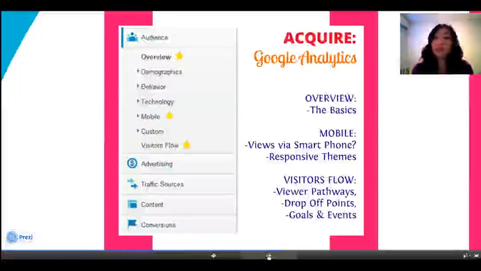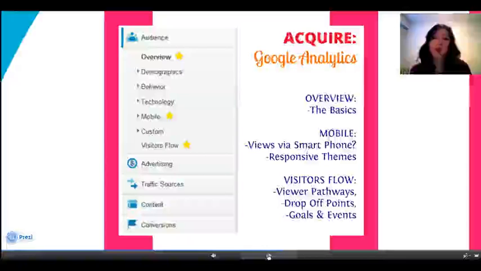Some of the things that we'll also be discussing here are your visitors flow, which is the third star on the screen over here. This is a really powerful tool of Google Analytics because you'll actually be able to see the pathway of your user through your site. You'll be able to see where they're dropping off, potentially glean information as to why they're dropping off and why they're not completing the action that you want them to complete when online.